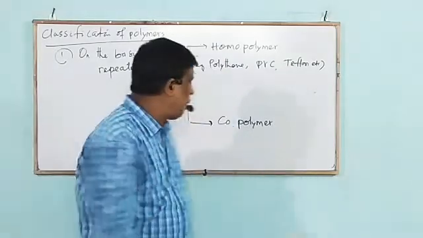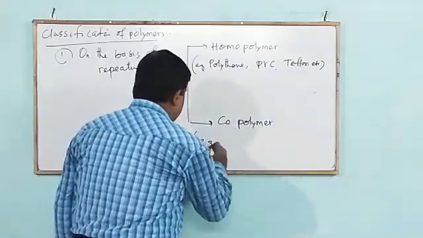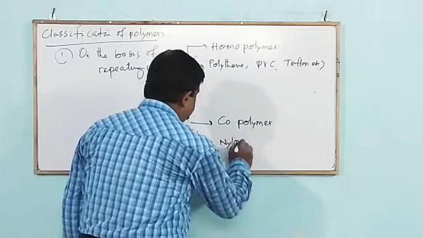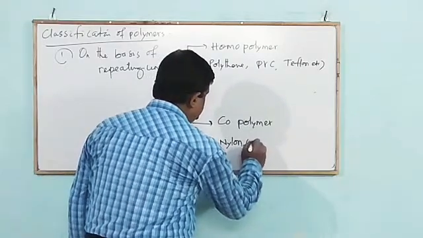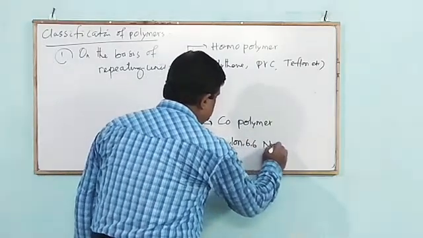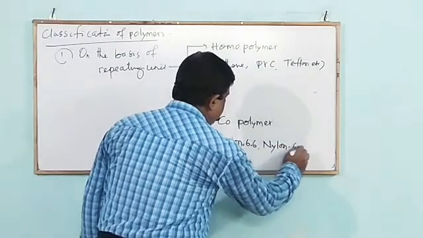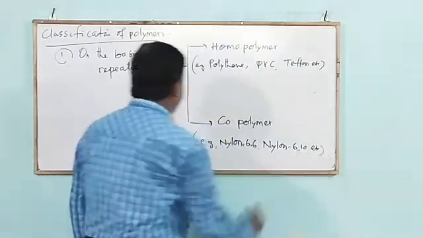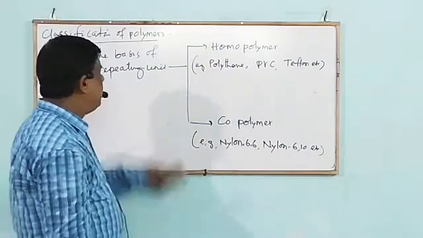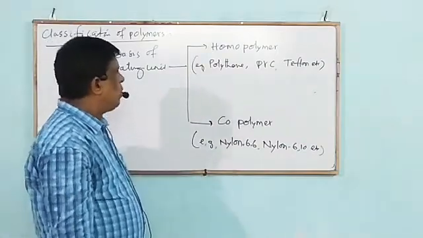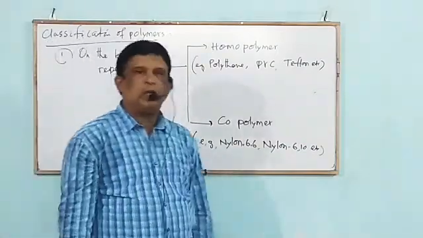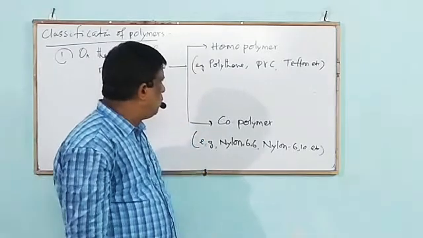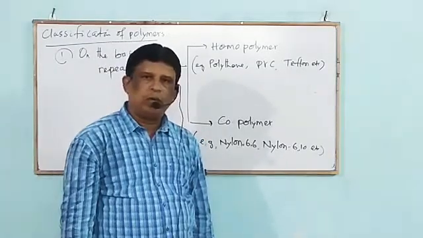For example, nylon 6,6, nylon 6,10. It is on the basis of repeating unit. That means on the basis of repeating unit, again polymers are of two types. One is a homopolymer and one is copolymer.